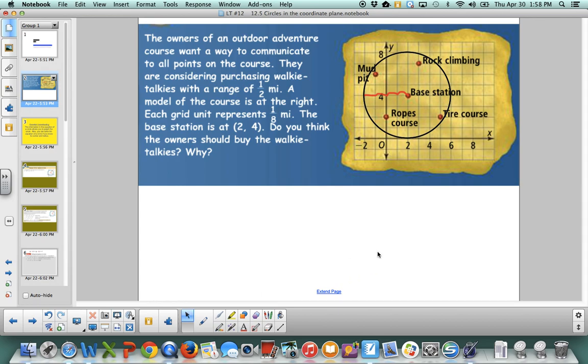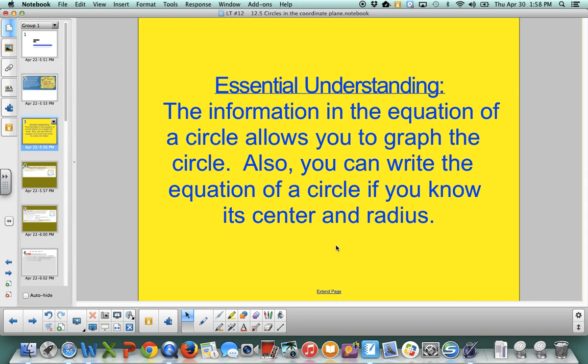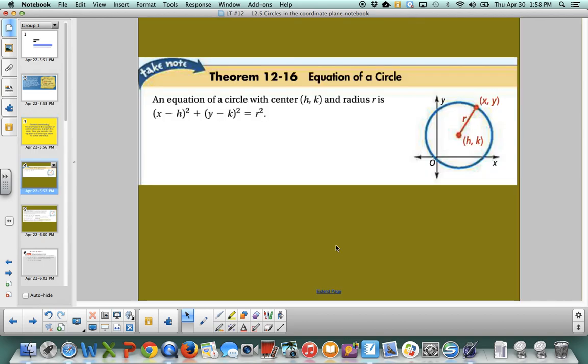So that's what we're looking at in this lesson: circles on the coordinate plane, and we're going to add equations to those circles. The information in the equation of a circle allows you to graph the circle. Also, you can write the equation of a circle if you know its radius and its center.